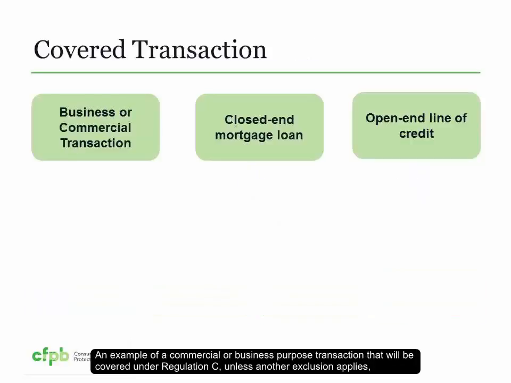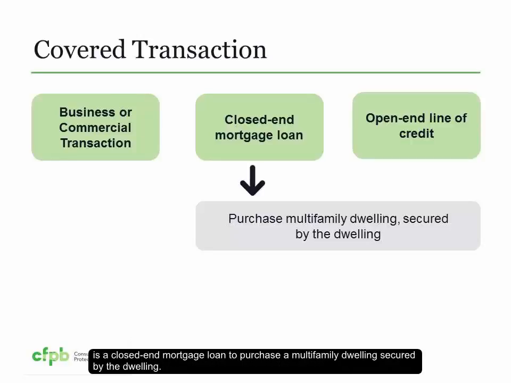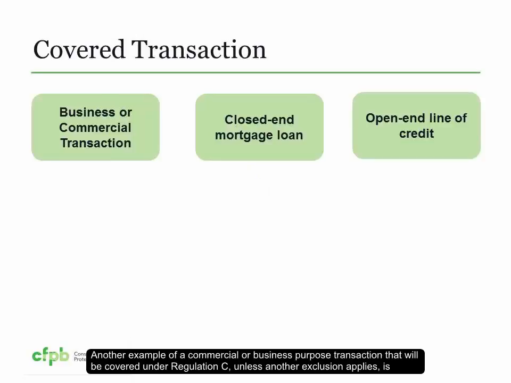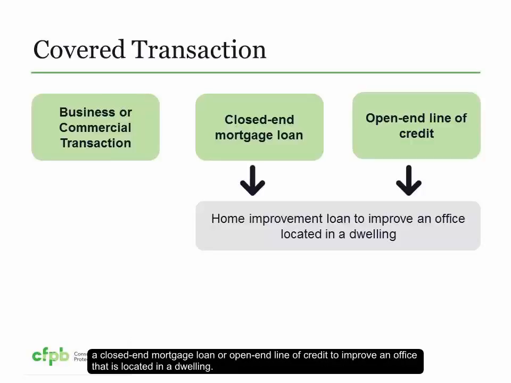An example of a commercial or business purpose transaction that will be covered under Regulation C, unless another exclusion applies, is a closed-end mortgage loan to purchase a multifamily dwelling secured by the dwelling. Another example of a commercial or business purpose transaction that will be covered under Regulation C, unless another exclusion applies, is a closed-end mortgage loan or open-end line of credit to improve an office that is located in a dwelling.